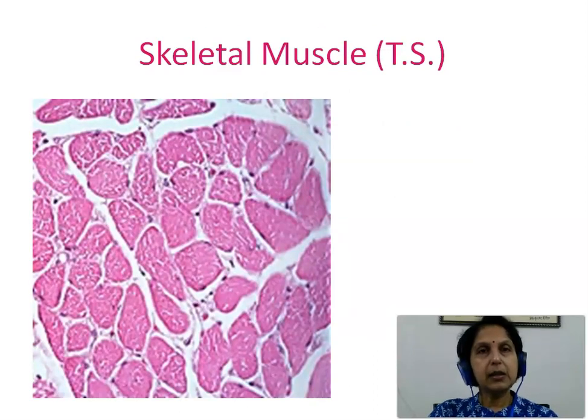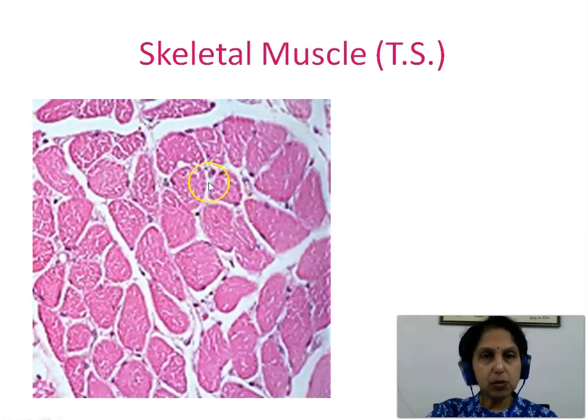Let us see a skeletal muscle transverse section. This is a high power view of the skeletal muscle transverse section, where we can appreciate that this is an individual muscle fiber and we see the flattened nuclei here placed at the periphery of the cell.